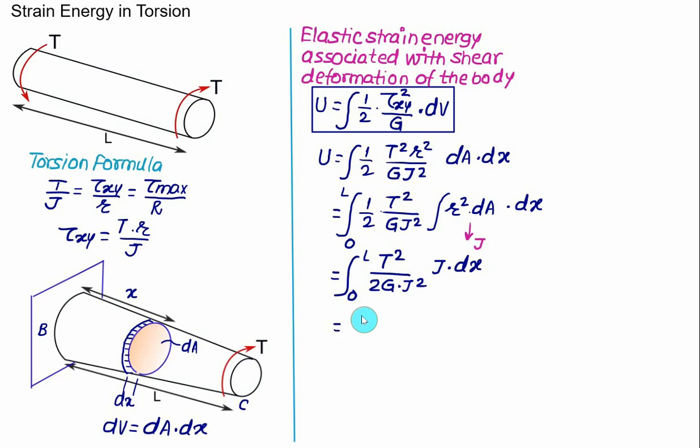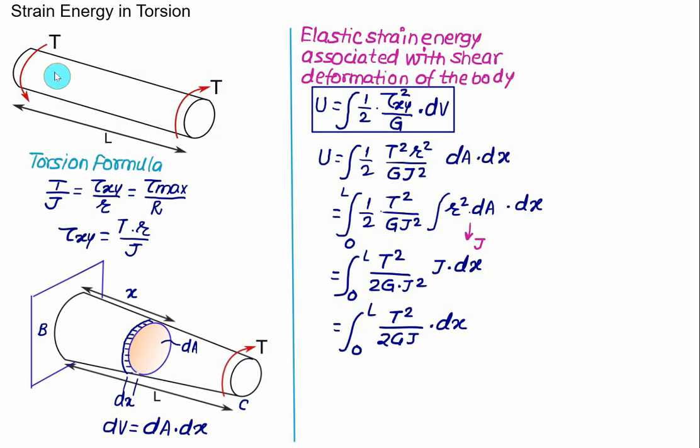So total strain energy is given as the integral 0 to L of T square. One of the J will be cancelled, so we have T square divided by 2 times G J multiplied by dx. You can use this equation when we have a variable cross section and the torque is also variable.